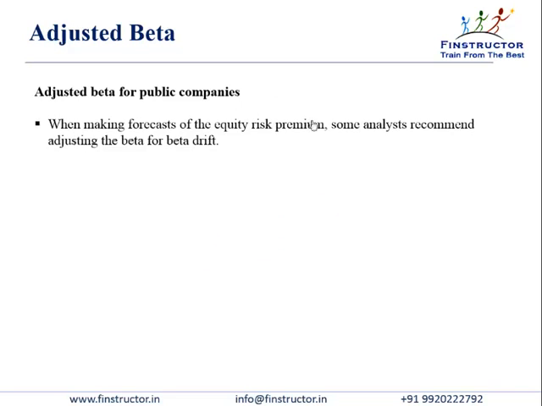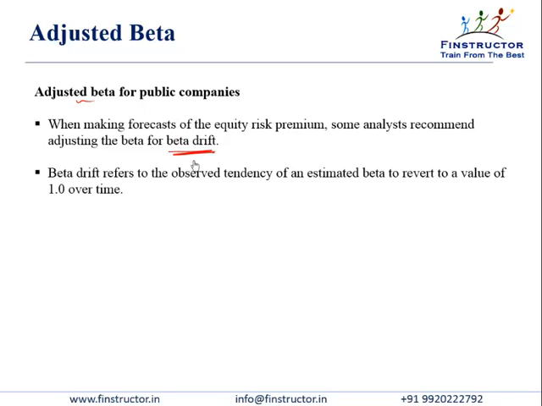Now it has been seen, or rather it is recommended, that we adjust beta for something called beta drift. Beta drift is the tendency of betas globally to revert to a value of 1. Why this happens is that in the initial stages of the development of any country, there is a lot of volatility. Betas tend to be really high because in some sectors there is too much competition, in some sectors there is no competition. The economy is still emerging, people are still evaluating, more and more businesses are still sprouting up.